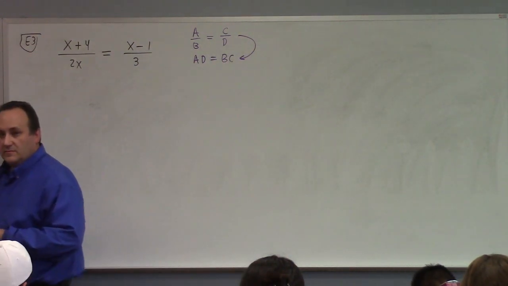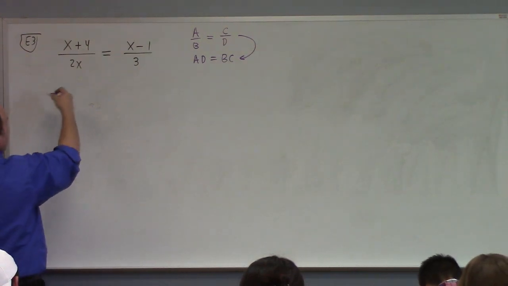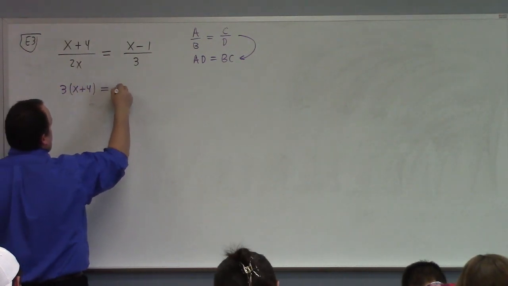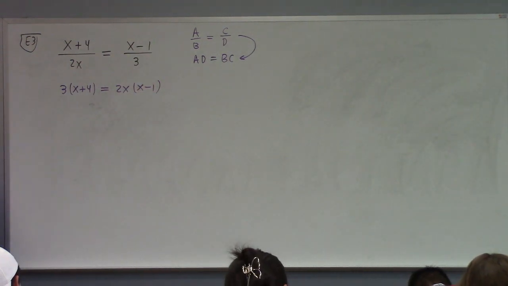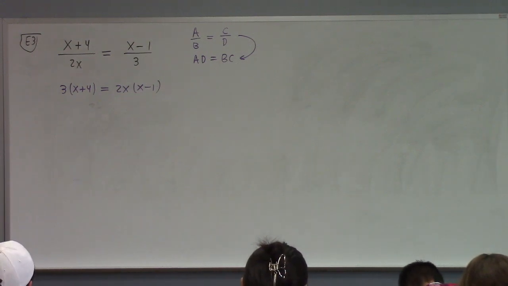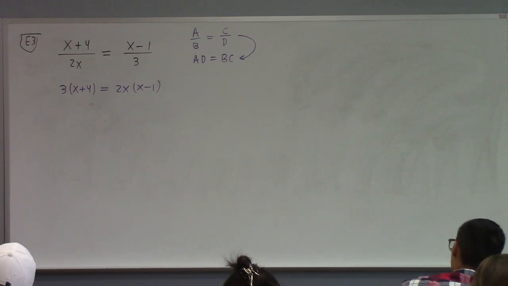So that's what we're going to do. Cross multiplication gives me 3 times x plus 4 is equal to 2x times x minus 1. This is logically equivalent to simply multiplying by the product of the denominators. If you want to think of it that way, you can, but I like to think of it as cross multiplying. It's just a nice tool to have in your algebra kit. Now, can we solve this? I hope so. Yes, Michael?